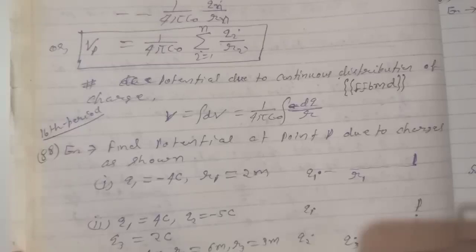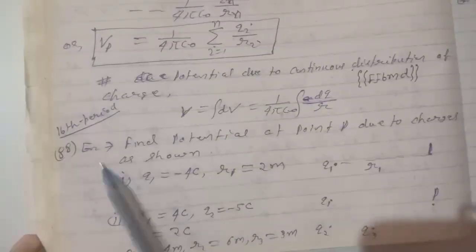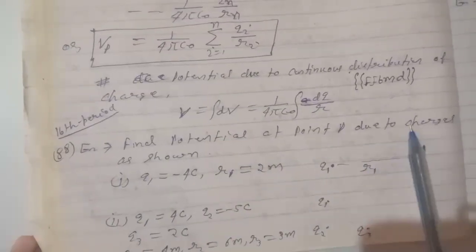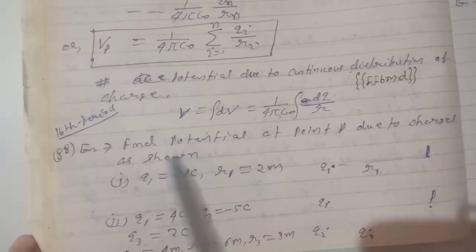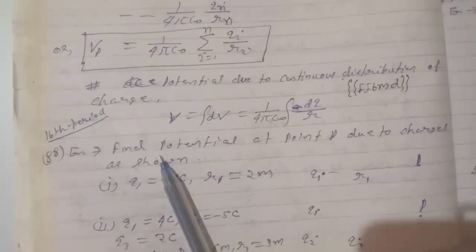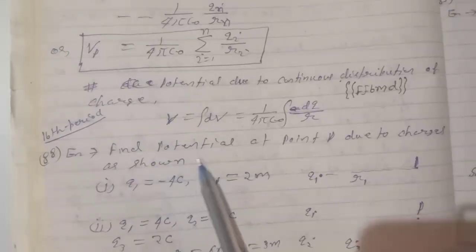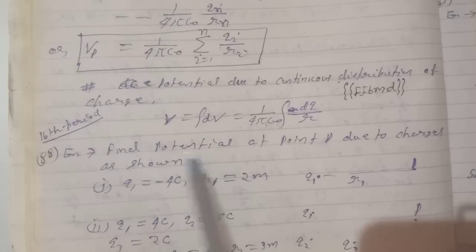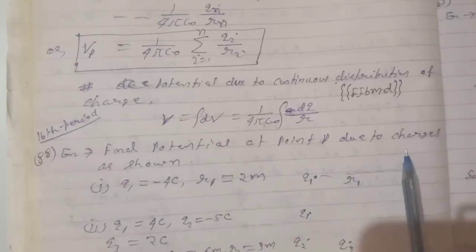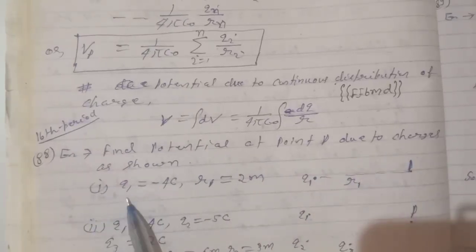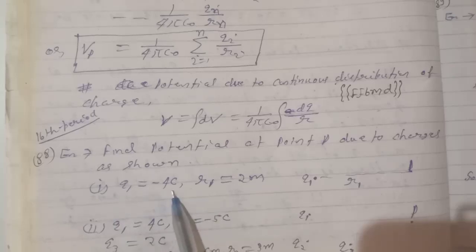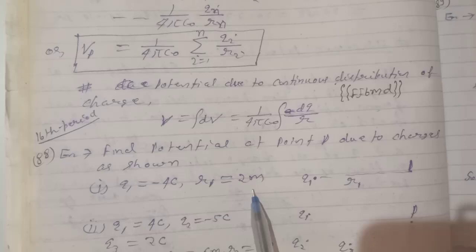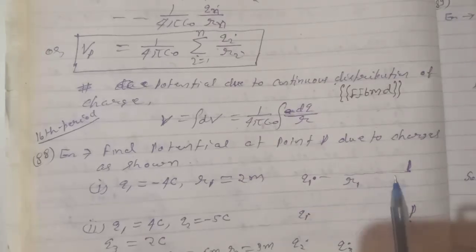For example, find the electric potential, or simply potential, because we are here discussing electrostatics. So whenever we say potential, it means electric potential. Find the potential at point P due to the charge as shown. Q1 equals minus 4 microcoulomb, and R1 equals 2 meter. This is shown in the figure.